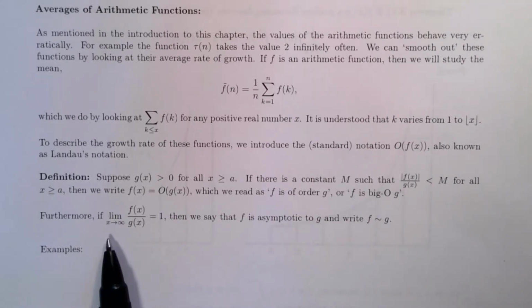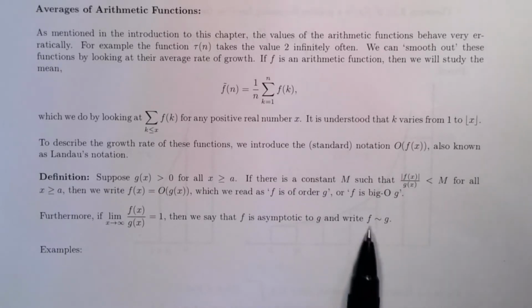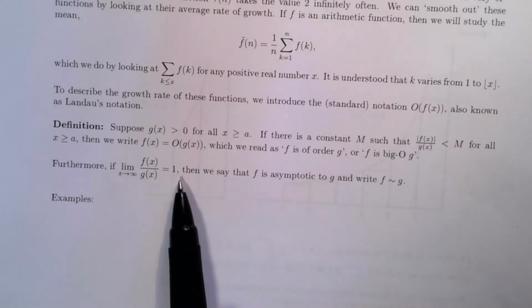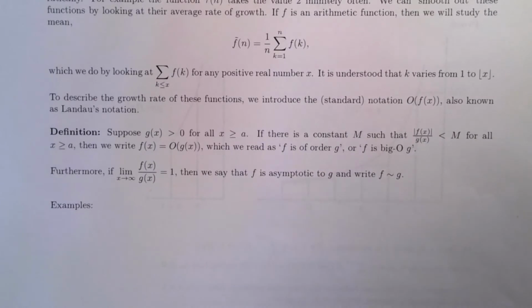Also, just another notation, we say that f is asymptotic to g and write f twiddles g, which means that the limit of the ratio of f and g is 1. So just a couple of examples of playing with this notation, just to get used to the notation.